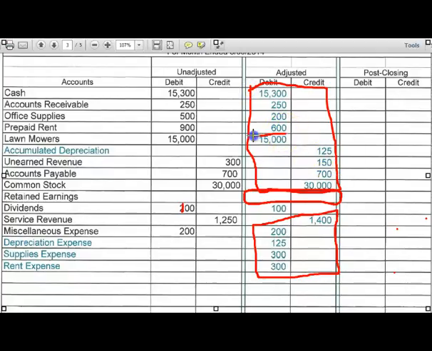Okay? And very particularly, I will want you to notice this idea of the lawnmower and the accumulated depreciation. We'll point out the debit and the credit and how that will work when we get to reporting it. So let's start with the income statement, go to the retained earnings, and then we'll do the big balance sheet.